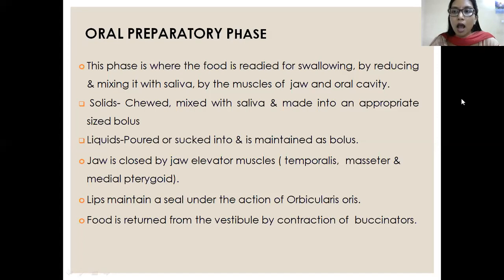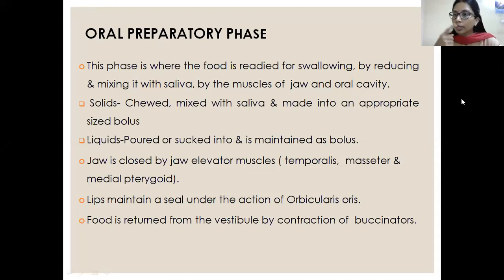You cannot chew with an open jaw. So the jaw needs to be closed, and this jaw is elevated by muscles like your jaw elevators, which are your temporalis muscle, masseter, and your medial pterygoid. So for this movement to happen, these muscles should have an attachment with the mandible. Yes, so all these three muscles are responsible for jaw elevation. The lips maintain a seal under the action of your orbicularis oris.